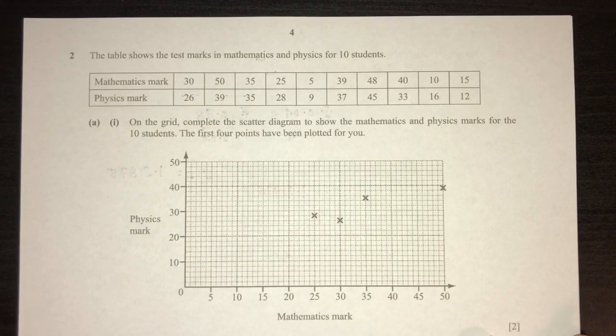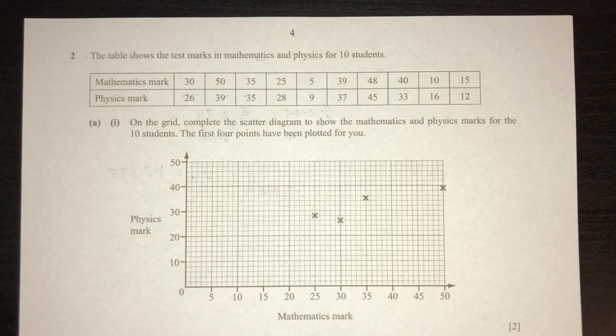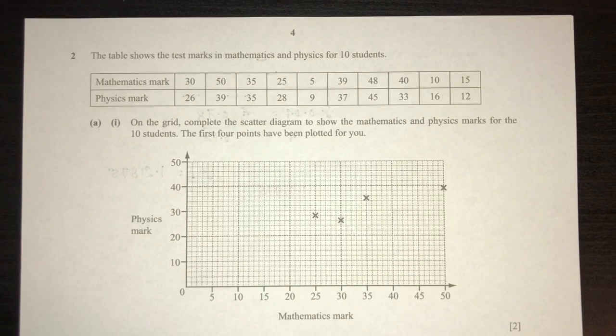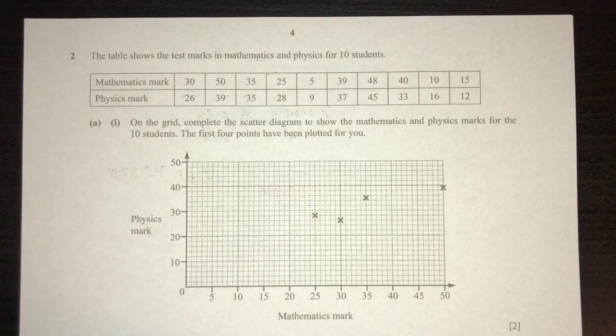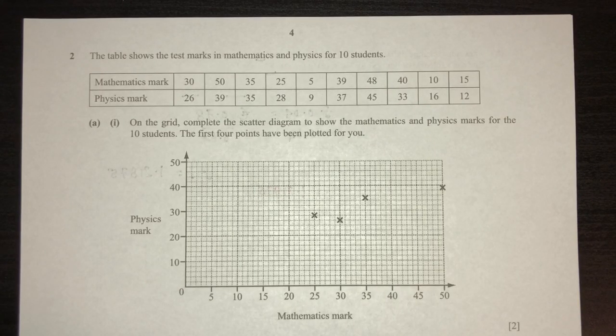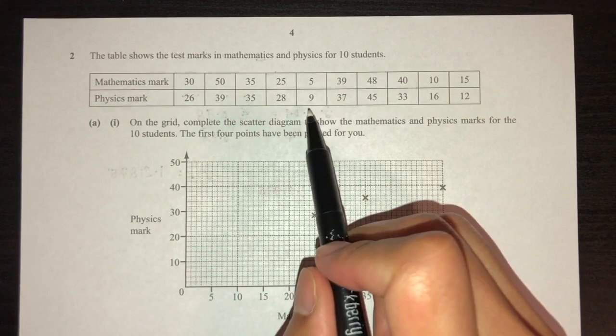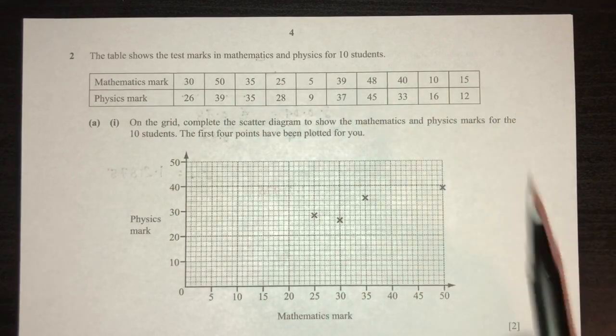Let's move on to question number 2. So the table shows the test marks in math and physics for 10 students. Okay. Now we have the marks for math and the marks for physics given to us. Now part 1. On the grid, complete the scatter diagram to show the math and the physics marks for the 10 students. The first 4 points have been given to you. So the first 4 are done for you.